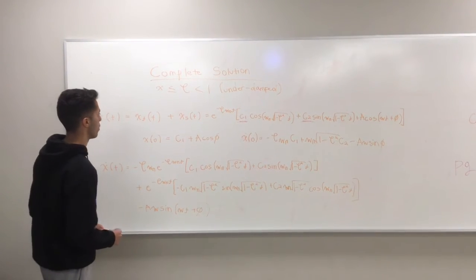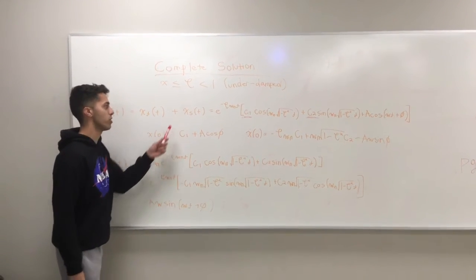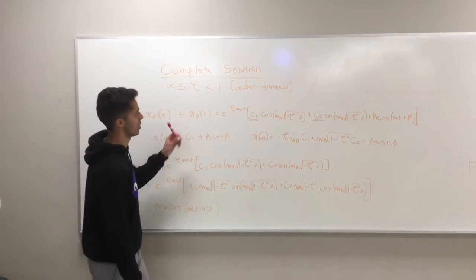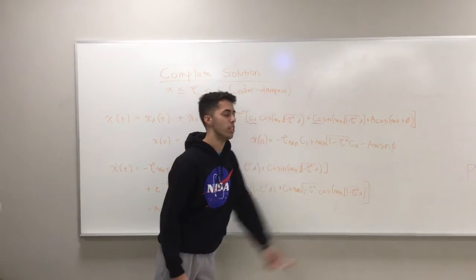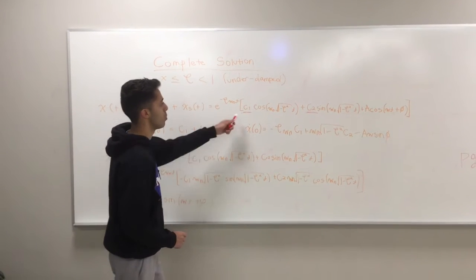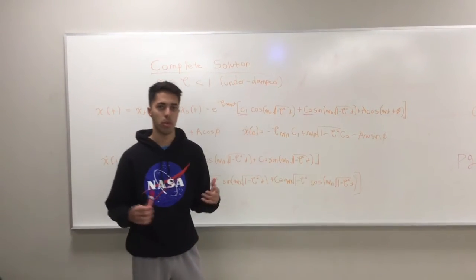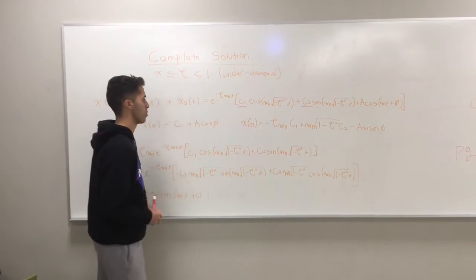So picking up where Austin left off, we have our transient response and our steady state response. This gives us this big lengthy equation. So in order to find both our C1 and our C2, we're going to do a similar process to what we've done in our past problems and homeworks.